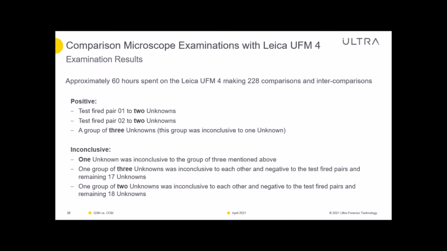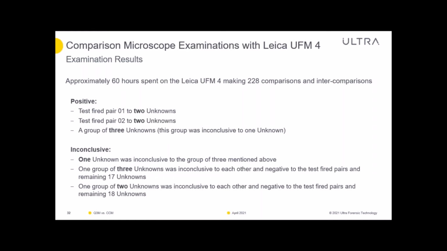My results were as follows. I positively identified test-fire pair 1 to 2 of the unknowns, and then I positively identified test-fire pair 2 to another 2 of the unknowns, and then I identified a group of 3 unknowns to each other, with a 4th bullet inconclusive to that group.